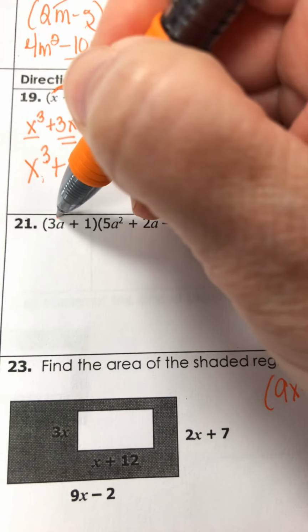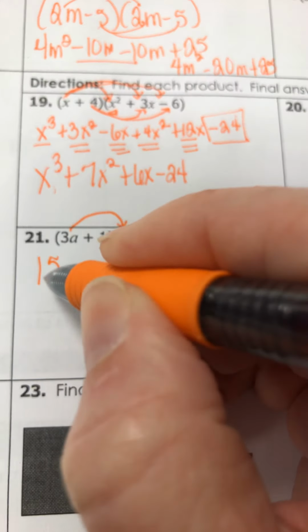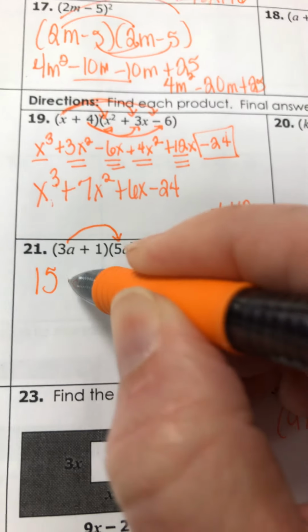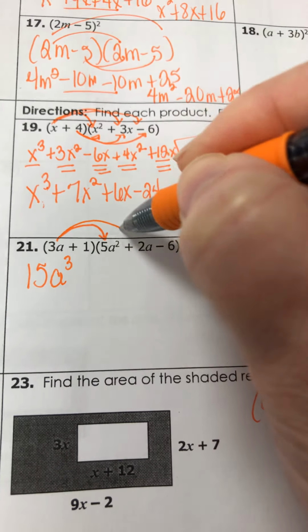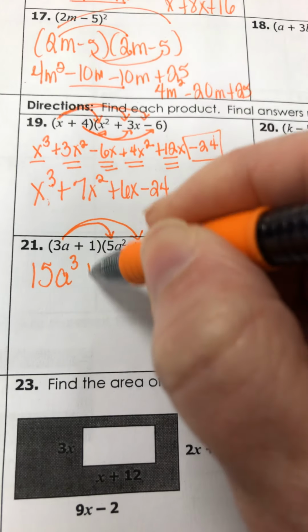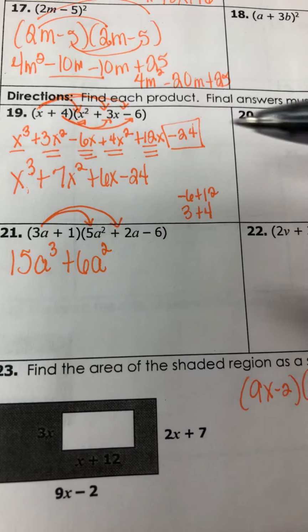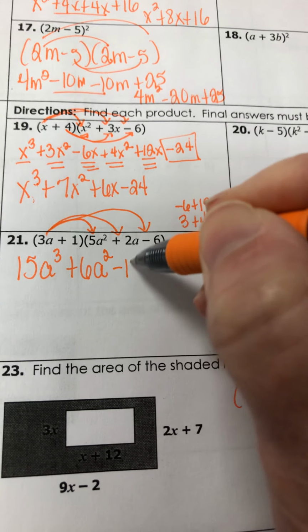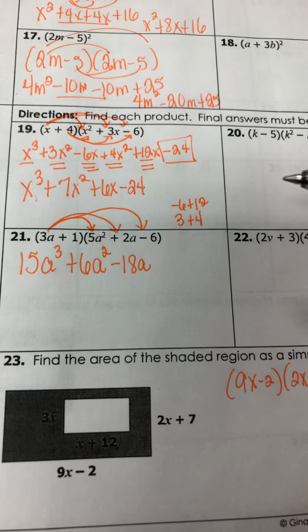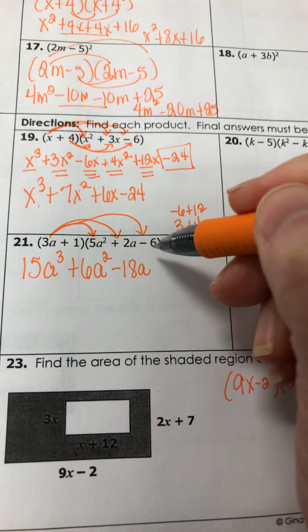So start by distributing 3a. 3 times 5 is 15. A times a squared, 1 plus 2 is 3. 3 times 2 is positive 6. A times a, 1 plus 1 is 2. Then 3 times negative 6 is negative 18a. So I've distributed the 3a to all three terms in the second parenthesis.